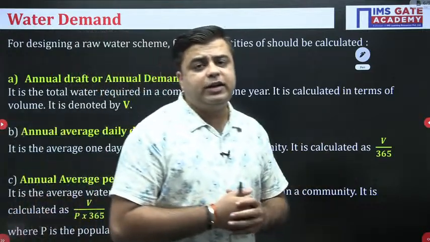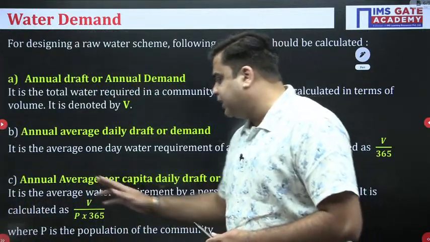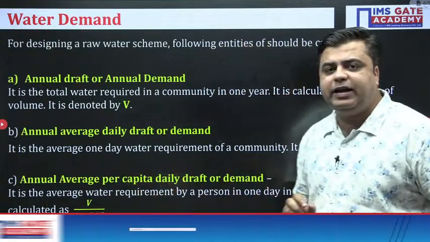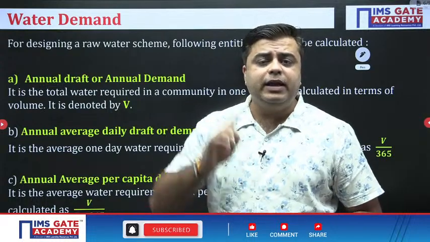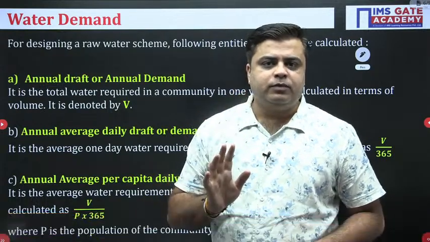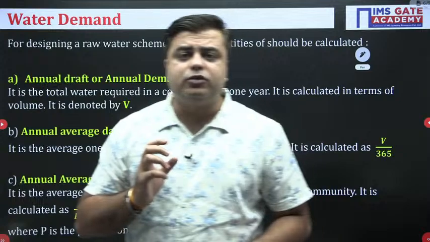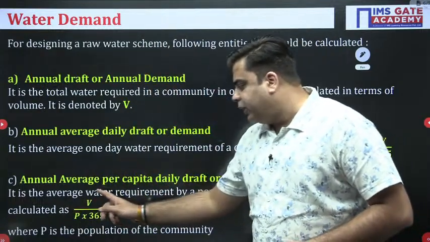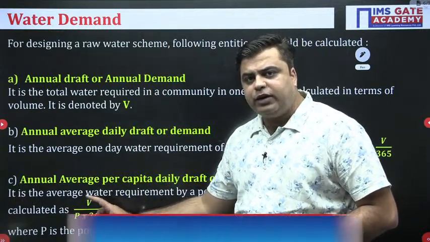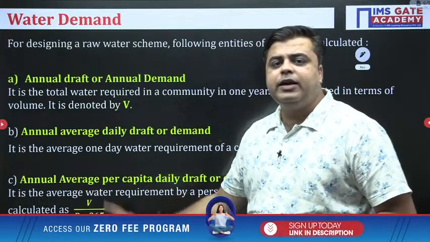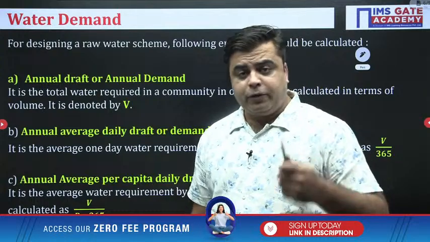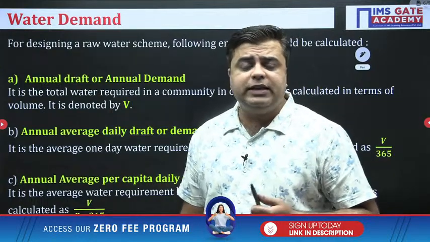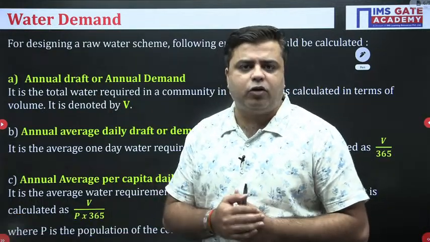The third quantity that we need to calculate is called the annual average per capita daily draft. It is the amount of water required in a community in 1 day by one person. The formula is V, the volume, that is the annual draft, divided by the population of the community, divided by 365. So that is the annual average per capita daily draft. These 3 quantities need to be calculated for designing any raw water scheme.